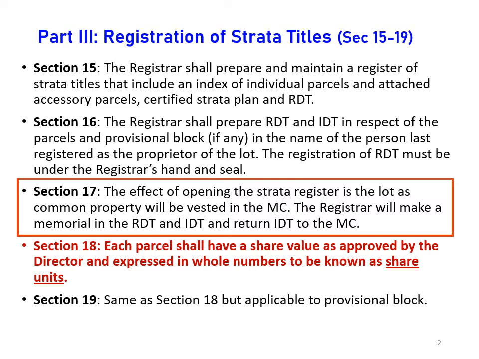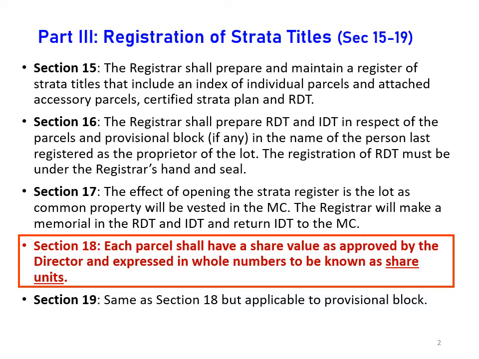This will be done at the PTG, whereby the registrar shall make a memorial in the RDT and IDT, and then after making the memorial, return the IDT to the MC to be kept by the MC in the management office. Normally there will be a safe in the management office where the title will be kept. Section 18.